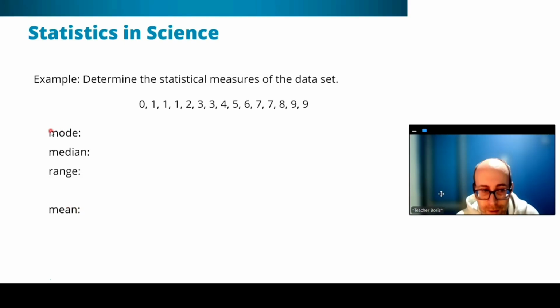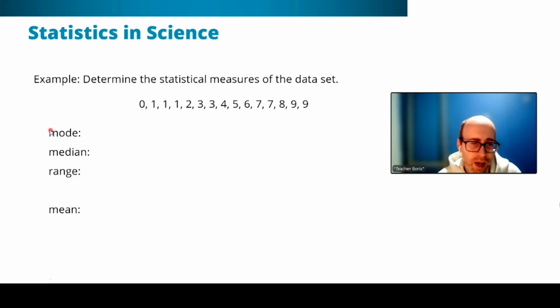That's the most common value. Which value in this list is the most common value? It's the 1. There are 3 of them, but only 1 or 2 of everything else. So that is the most common one.